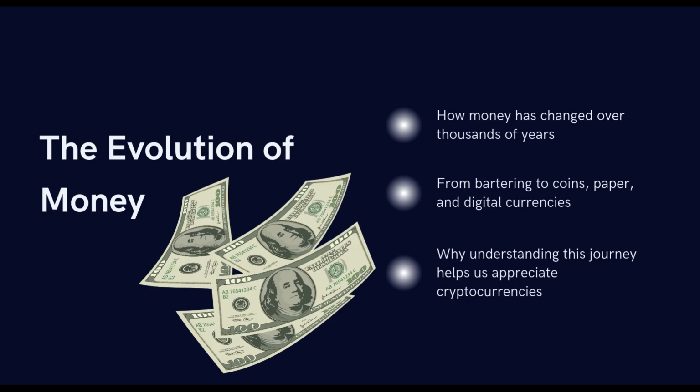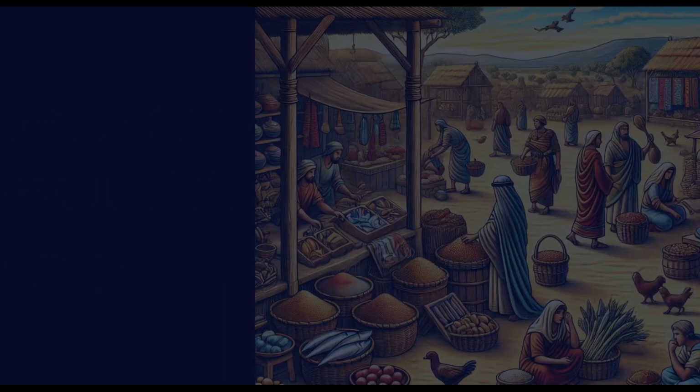In this class, we'll explore how money has evolved over thousands of years, starting with bartering and moving through coins, paper money, and fiat currency to the digital currencies we use today. By the end of this lesson, you'll understand why cryptocurrencies like Bitcoin are seen as the next big step in this evolution. Let's dive in.